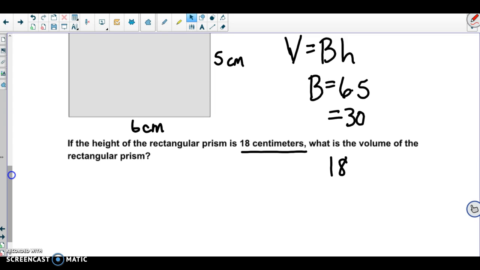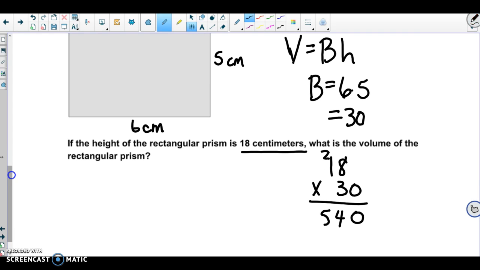And I'm going to put my 30 on the bottom, because whenever there's a 0 like that, I can just bring it straight down. I really don't have to multiply by 0, and then I can multiply by the 3. So the 3 times 8 would give me the 24. And then 3 times 1 plus 2 would be 5. So my volume is going to be 540 centimeters cubed because we are talking about volume.